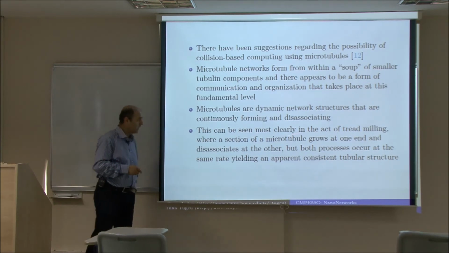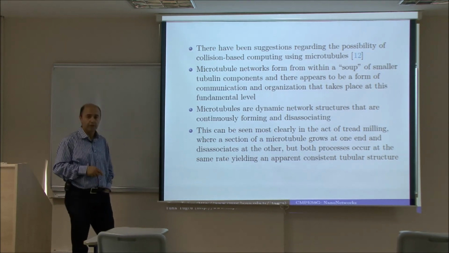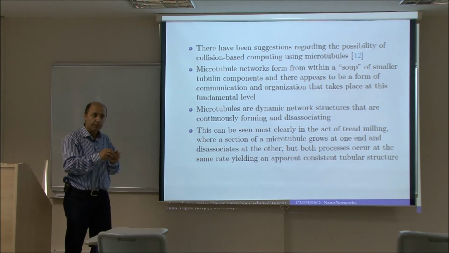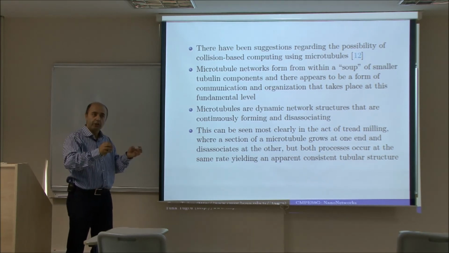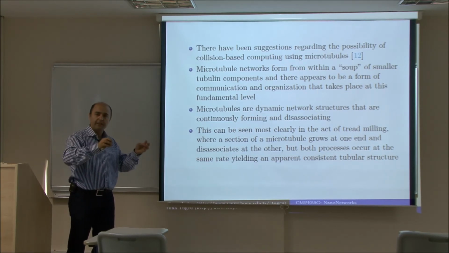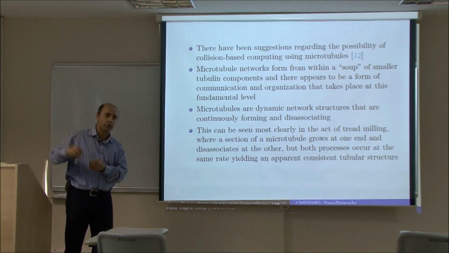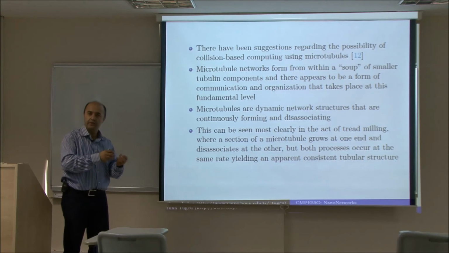So a section of the microtubule will be growing at one end. However, at the other end, it will keep on disassociating. But with the disassociation, you get the raw parts that are required at this side again to produce more and more filaments. Okay?